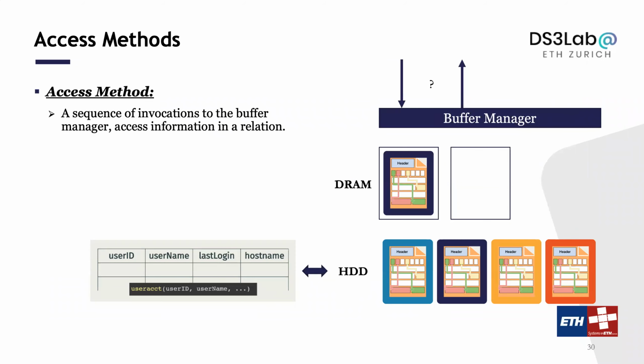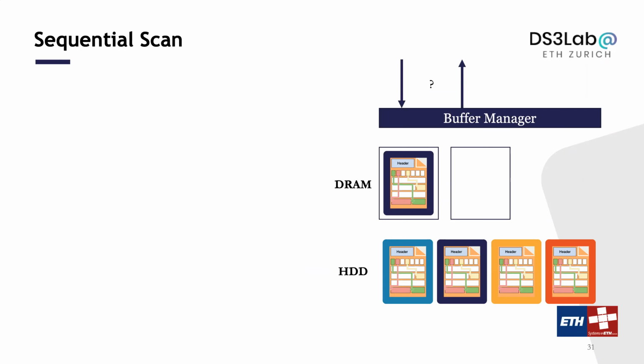So let's talk about it at a high level. What do we have? We have the relation I want to store, which is a whole bunch of files on my hard drive. And then I have my in-memory buffer and I have a buffer manager, right? So now I can only talk to my buffer manager. I'm at the access method layer. I can ask the buffer manager to bring me a page, and then that's it. I can ask the buffer manager to create a new page, and so on and so forth. That's all I can do. So essentially, we are trying to implement each of those access methods as a sequence of invocations to the buffer manager to access information in a relation.